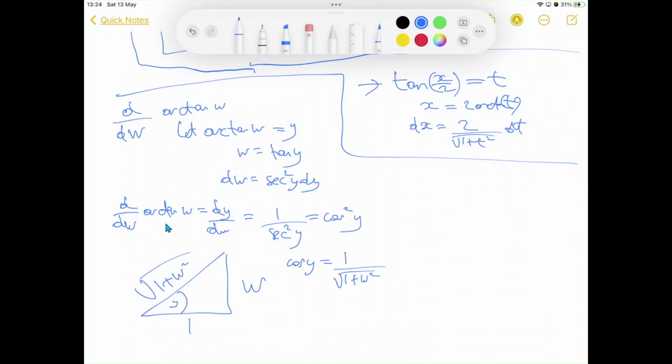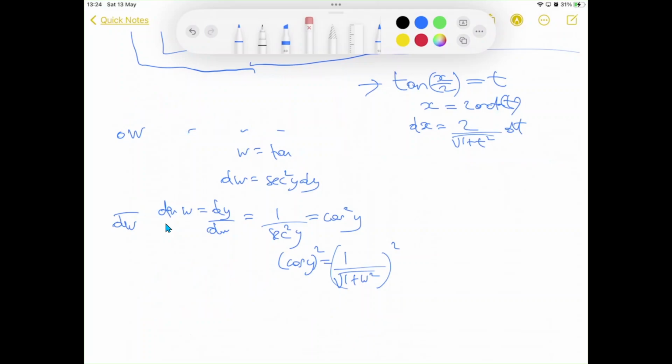If you square both sides, then you have to square the right hand side as well, and you end up with 1 over 1 plus w squared. So therefore, if you differentiate arctangent of a function, you get 1 over 1 plus that function squared. Let me rub all of this out now. We don't need it now.